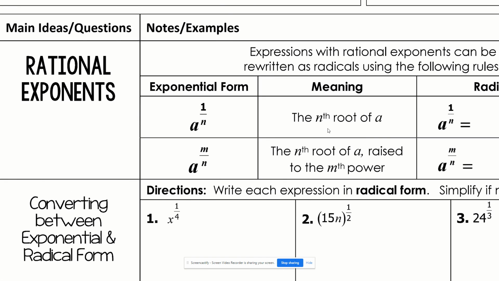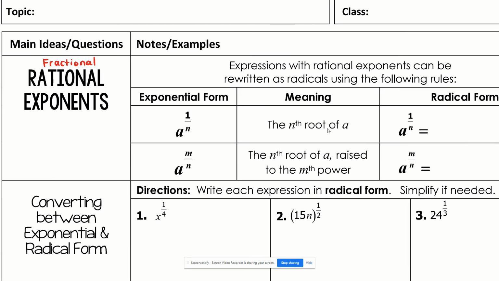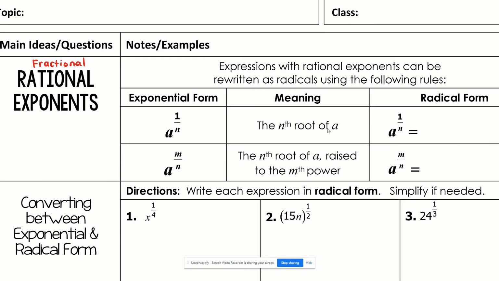Now, when I say rational, I mean fractional. That's kind of the way I like to remember. A rational exponent is a fractional exponent. So if we talk about rational exponents, we know that you're dealing with some situation where a base, like a, is raised to a fractional exponent, like we have here with 1 over n. So rational means fractional.